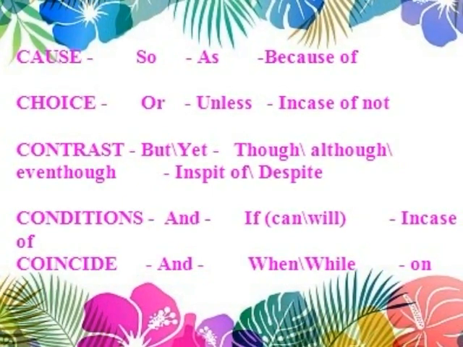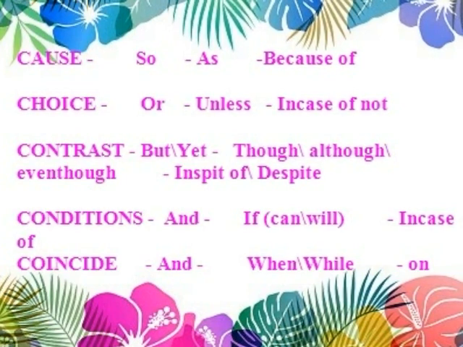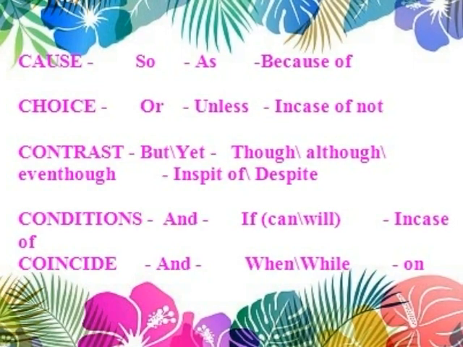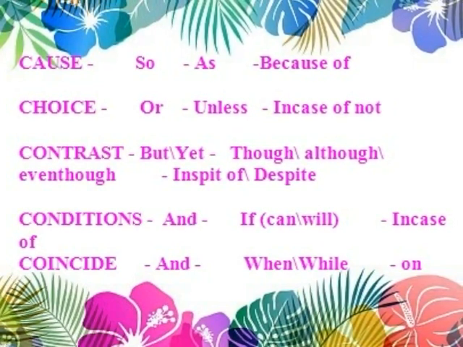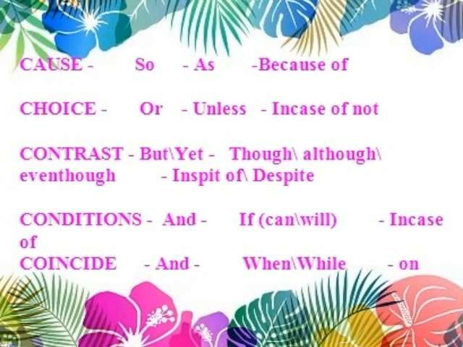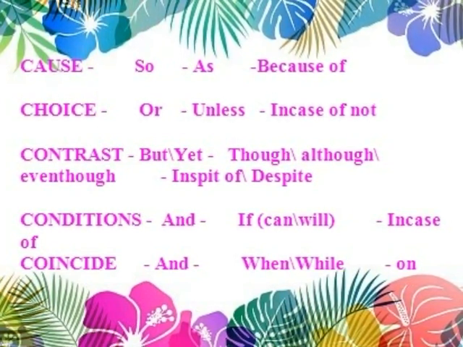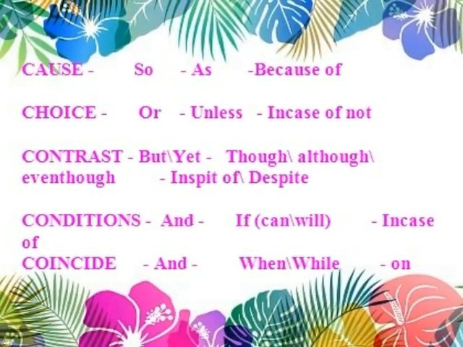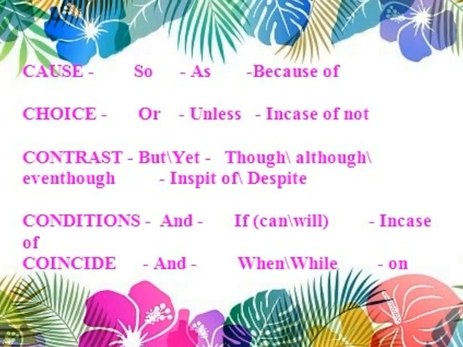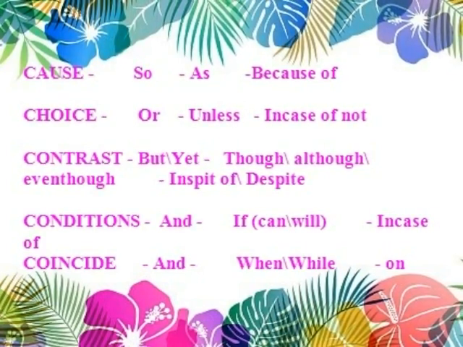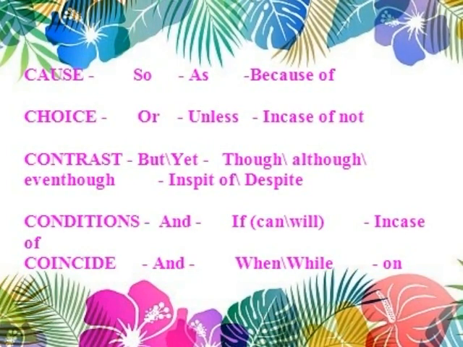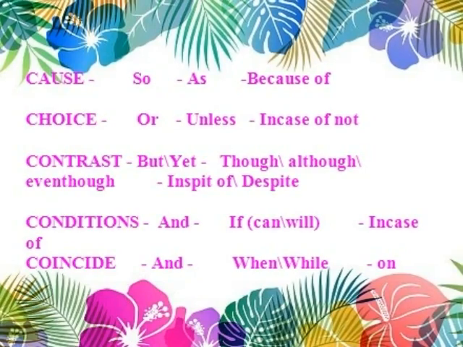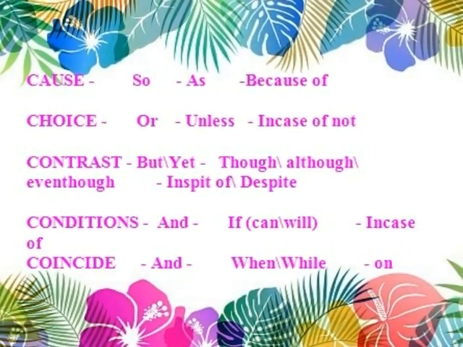The subordinating conjunctions are as, because, unless, though, although, even though, if, when, while, and so on, used in complex sentences. They are to be placed before the dependent clauses. Because of, in case of, in spite of, despite, on are phrases used in simple sentences.